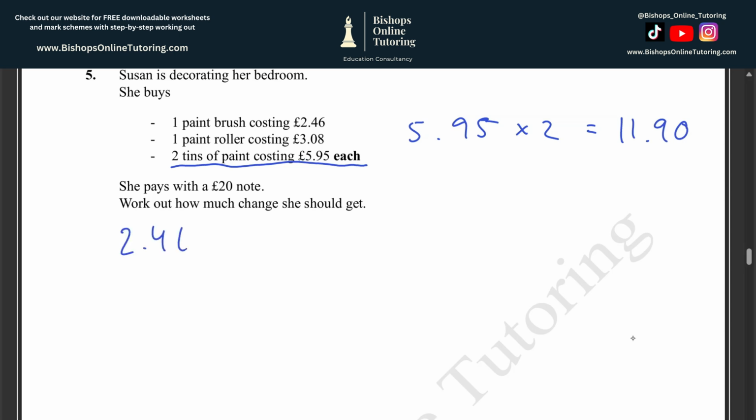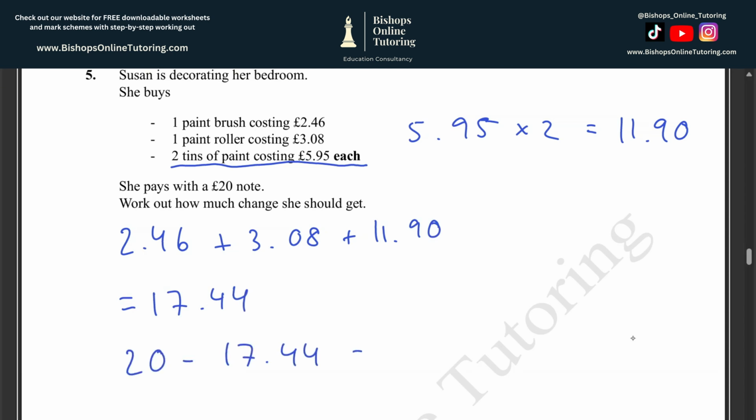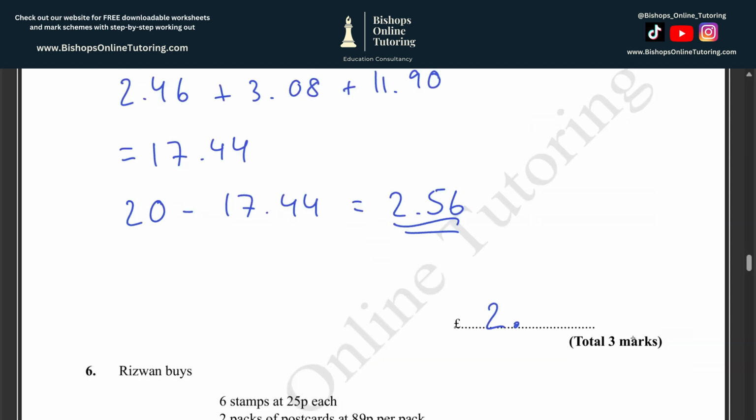So we've got £2.46 plus £3.08 plus £11.90. That gives us a grand total of £17.44. And now we just do 20 take away 17.44, and that gives us £2.56. And that's our answer, £2.56.